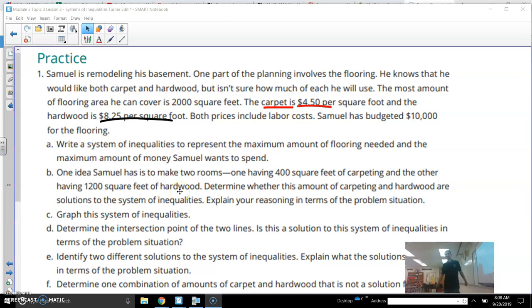What's up, Algebra 1? Today we are talking about systems of linear inequalities, where you graph two different inequality lines and shade and look for the overlap for the solution space. So let's look at some problems.